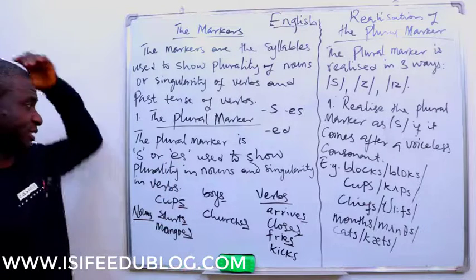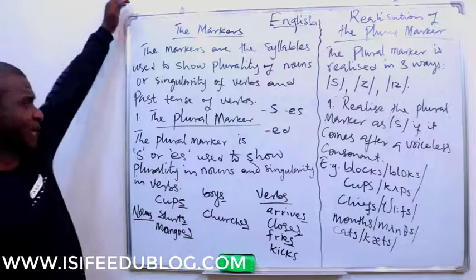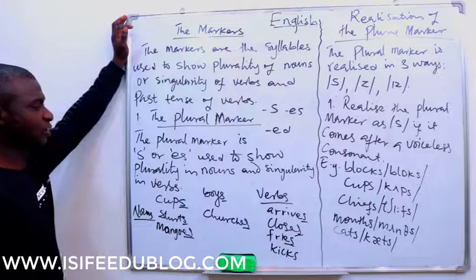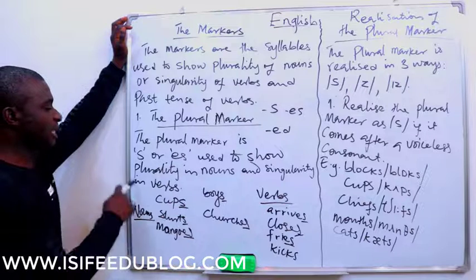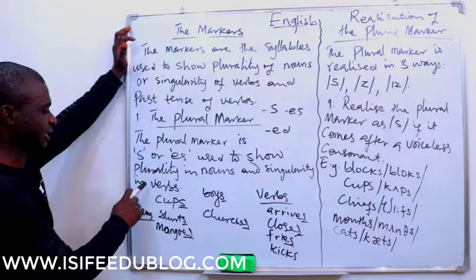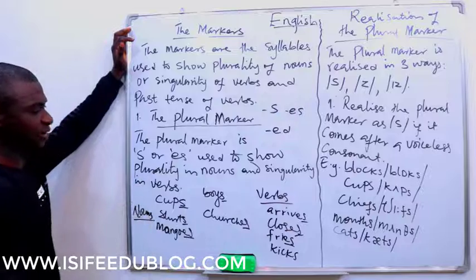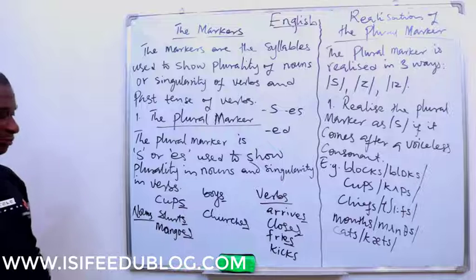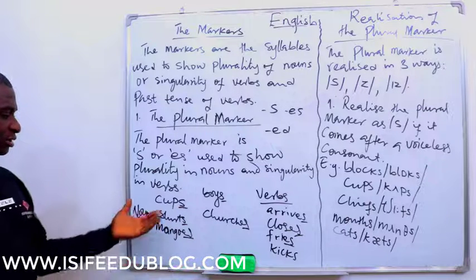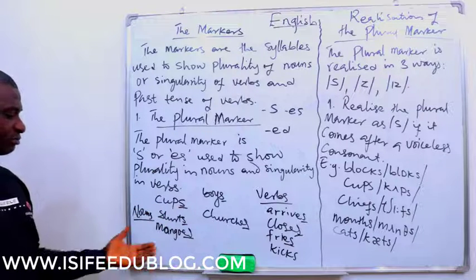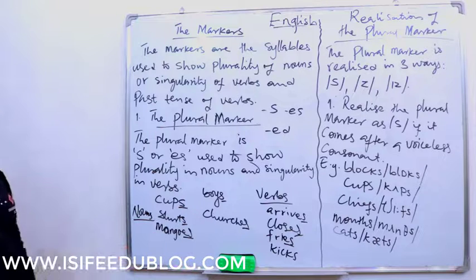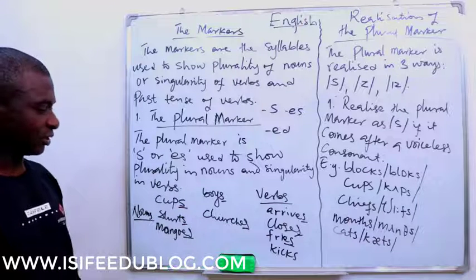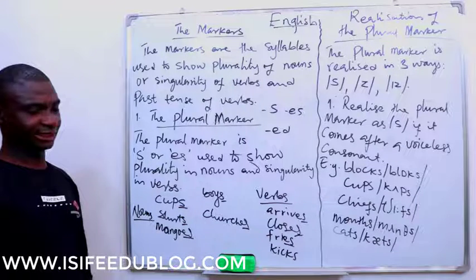Now, we've split the topic into two so that we now have the plural marker, which we explained to be the S or ES used to show that a noun is plural or a verb is singular. So we have nouns: caps, shirts, mangoes, boys, churches. Verbs: arrives, closes, fries, kicks.